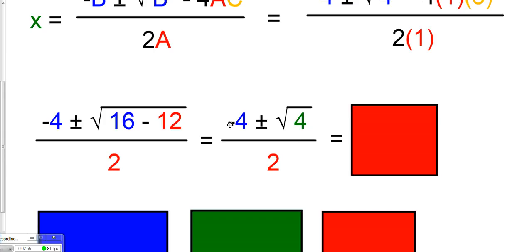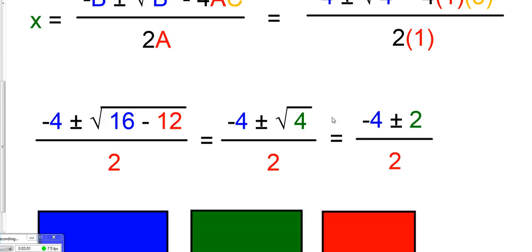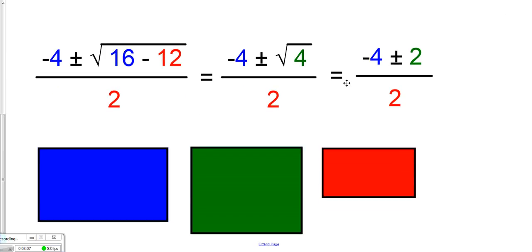So I have negative 4 plus or minus the square root of 4 all over 2. Square root of 4 is just 2, so negative 4 plus or minus 2 over 2. At this point, you have 2 options, because we could find an actual square root, we can't always. Like if this was square root of 5, we wouldn't be able to do both options. I'll show you both.